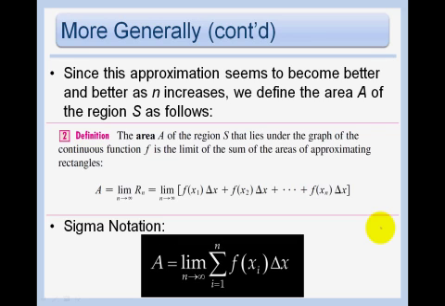Since the approximation seems to become better as n increases, we define the area of the region as follows, which is the limit of the sum, because we're summing all the rectangles, from i equals 1 to n, because we have n of these rectangles. f of x_i, just like we saw before, is nothing but the height, and delta x is just the width. So you're summing up all of the widths times the height.